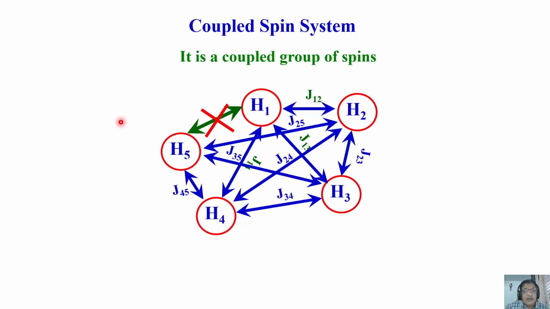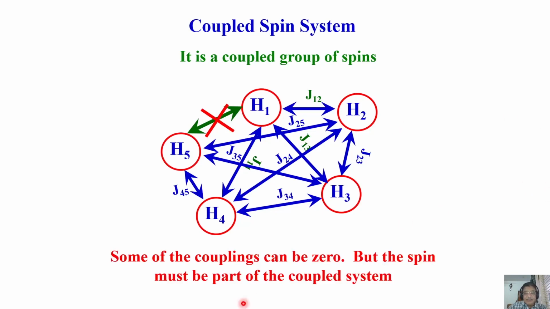One of them can be 0 also. For example, this coupling is 0, J15. Doesn't matter. But all 5 protons form a system. It is a coupled spin system. Please understand what a coupled spin system is. It is a coupled group of protons where each of them is coupled among themselves. There may or may not exist coupling of 1 or 2, doesn't matter. But they all form a system where one is coupled to the other. Okay, they are coupled among themselves.